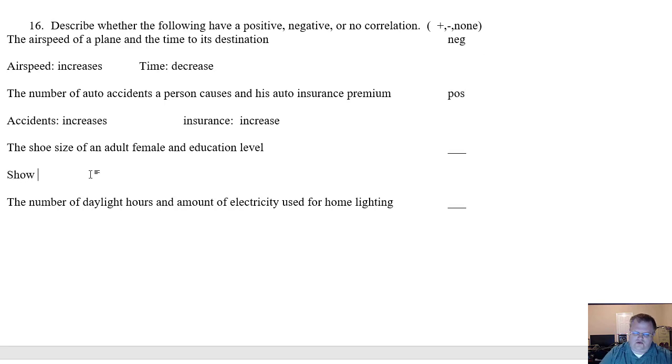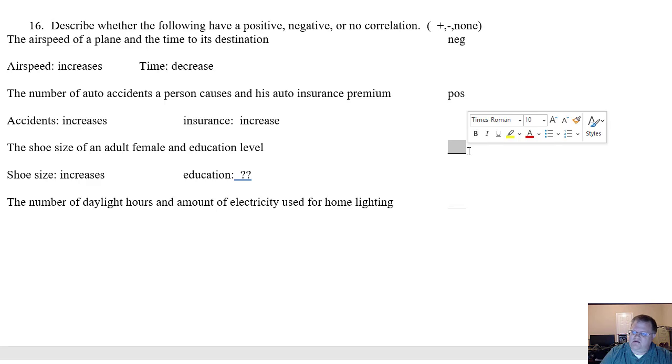Shoe size. So shoe size, as that one increases, education. As I spell that all sorts of weird ways. Okay, so as the shoe size gets bigger, does that mean the other person is smarter or dumber, or what does that even mean? I hope we all reached the idea that I have no idea. That's not a fair statement. So that would be an example of no correlation.